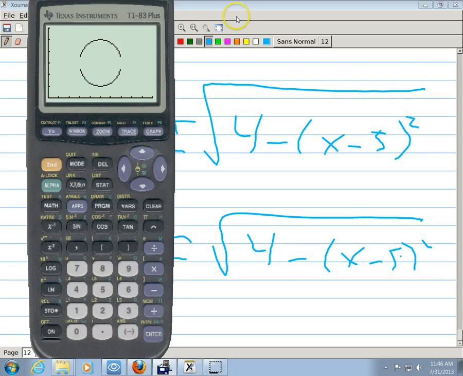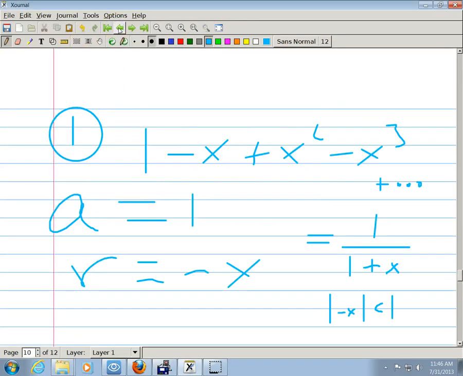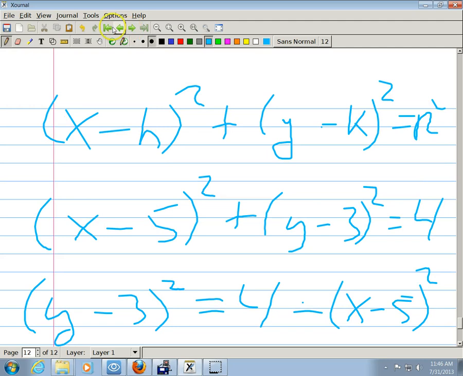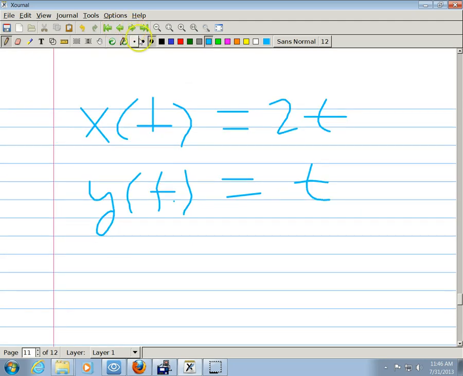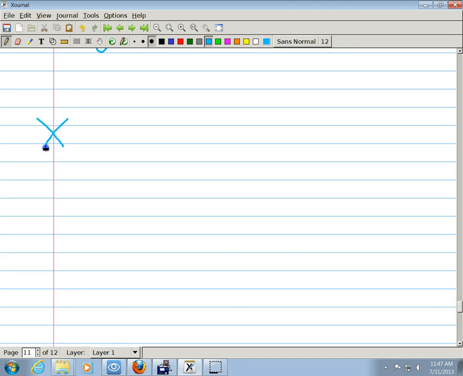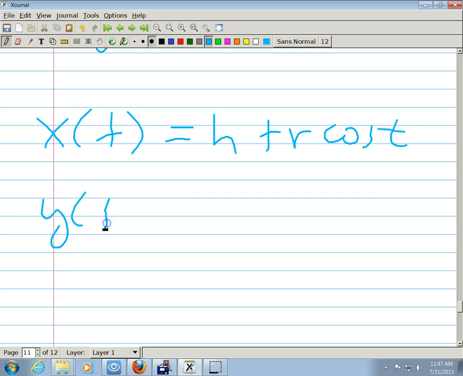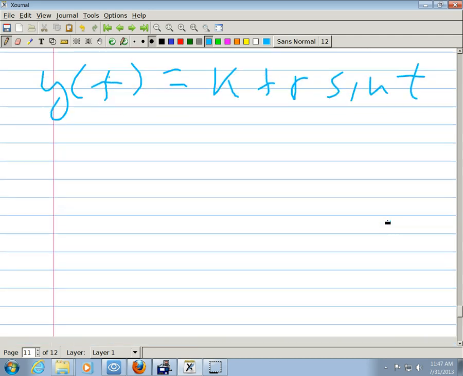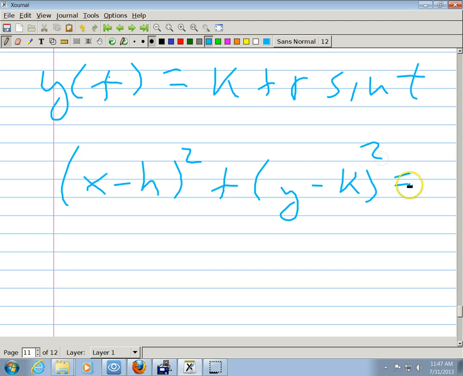Okay. All right, so look. This is what a circle looks like in parametric mode, right? X of t is h plus r cosine t, and y of t is k plus r sine t. But you know that that translates to (x minus h) squared plus (y minus k) squared equals r squared.